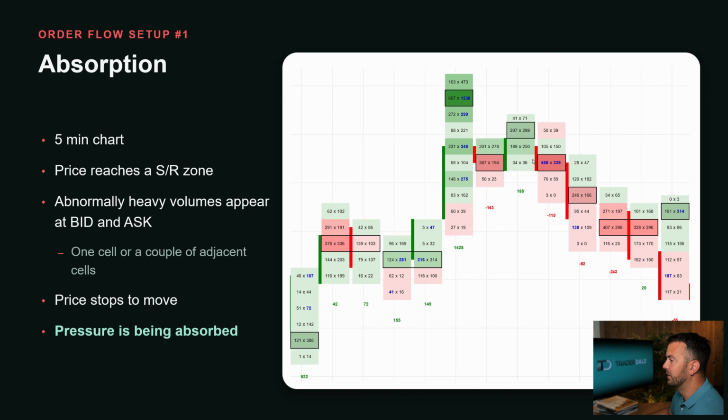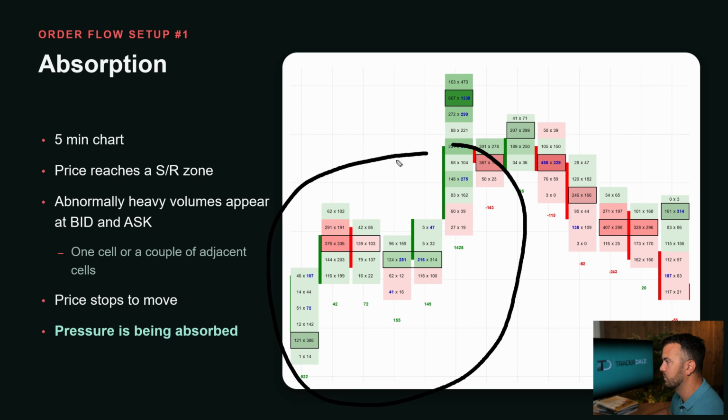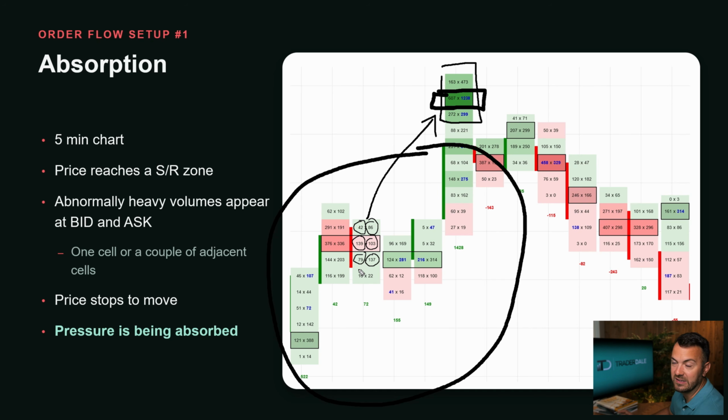Well, there is a simple rule of thumb: you just take a look at the chart and at the average volume in the cells, right? For example, in this footprint, 42 contracts, 86, 139, 103, 79, 137. Now compare those numbers to what you see in here, especially in this cell. This is abnormally huge volume compared to that. So this is how you can tell.